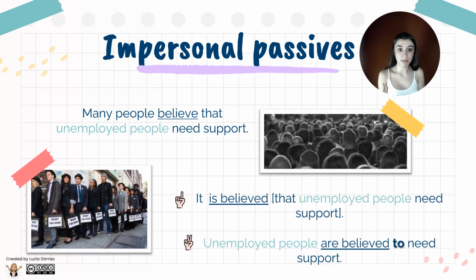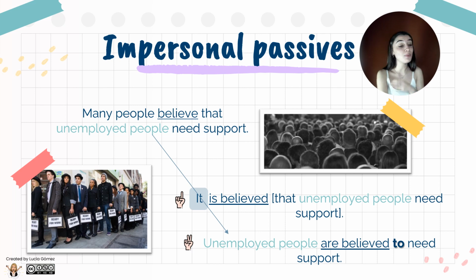This allows me to create two different passives. It is believed that unemployed people need support, or I can take that unemployed people, that is the subject of the subordinate, and I can front it. Unemployed people are believed to need support. So this is just another example, but once again, this is where you can see, okay, the two possibilities, either with it or either with the subject of the subordinate.